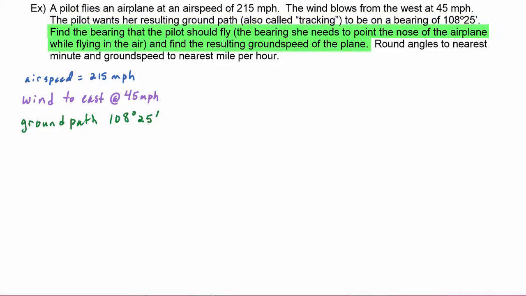We have to find the bearing that the pilot should fly, which is the bearing she needs to point the nose of the airplane while flying in the air, and find the resulting ground speed of the plane. So let's get started with our drawing here. Suppose the pilot is here.